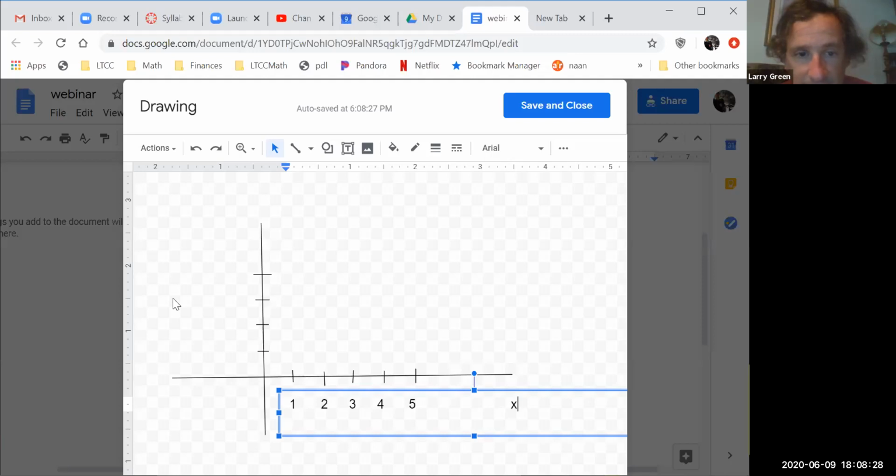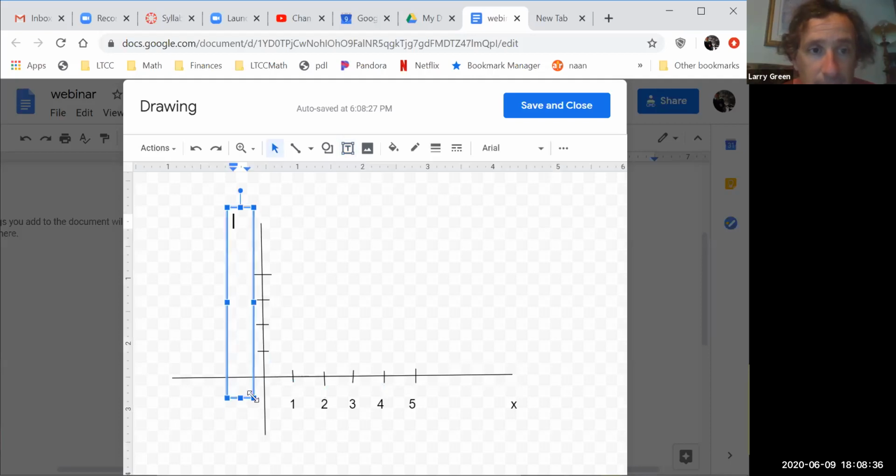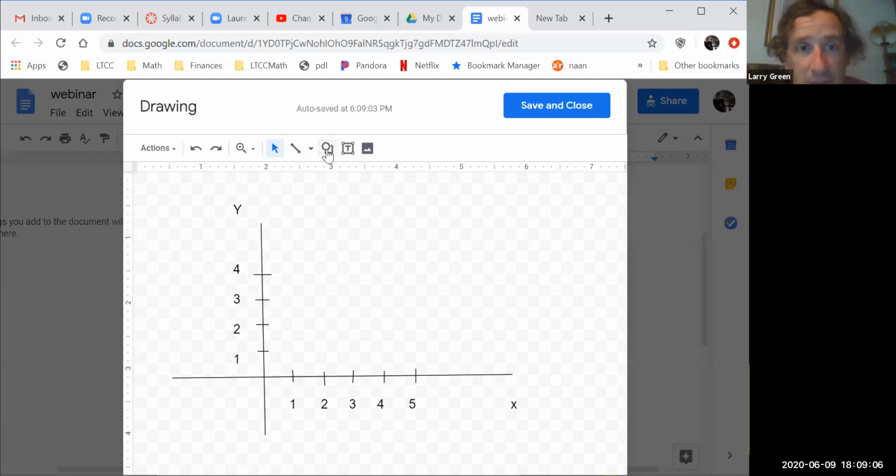And that's the x-axis. And then we have the y-axis. This is y. And move it up a little bit. Four, 3, 2, and 1. And let's suppose we have a bunch of points.